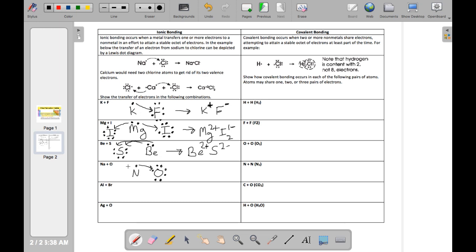But now we got a problem. Sodium's happy, but oxygen is not. So we're going to need another sodium to come in here and give up another electron. And then we'll have these sodiums, we'll have 2 of them, and they're both going to be a positive charge. We'll have the oxygen, which will be a negative.